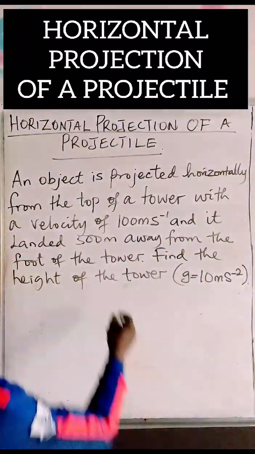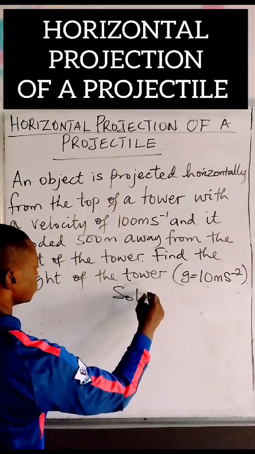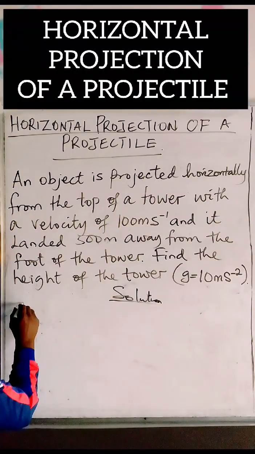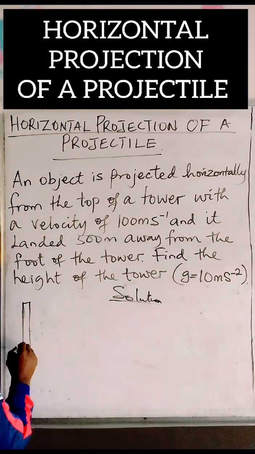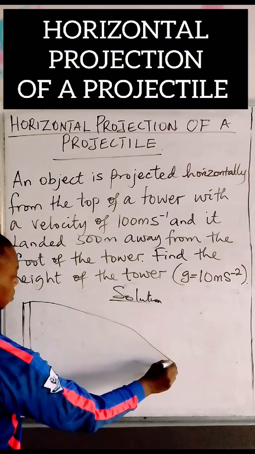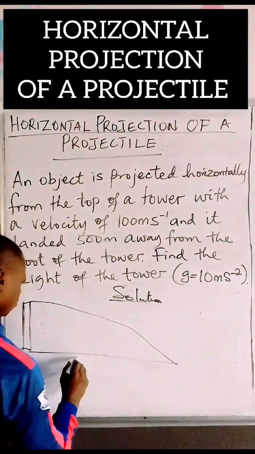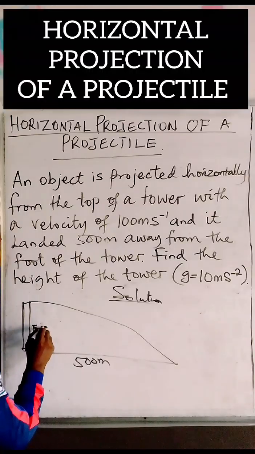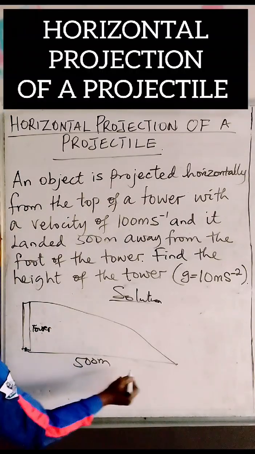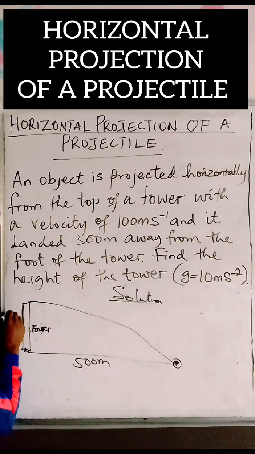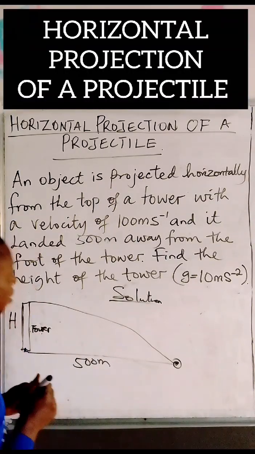Alright, so solution. This may be the tower. An object is projected from there horizontally. It landed 500 meters away from the foot of the tower. This is the tower, and this distance from the foot of the tower is 500. This is where the object lands. Right? We are asked to calculate the height of that tower.